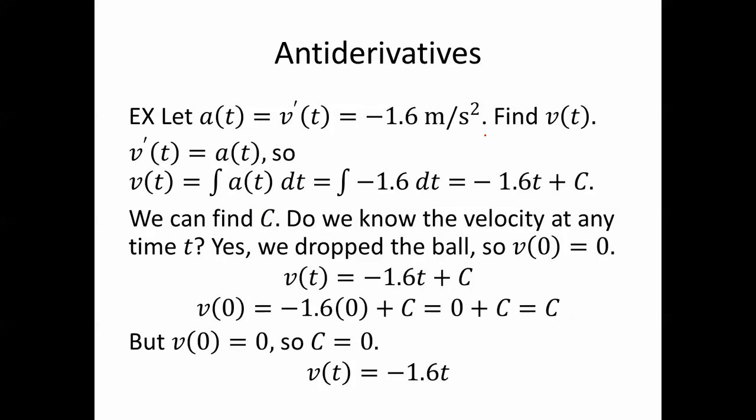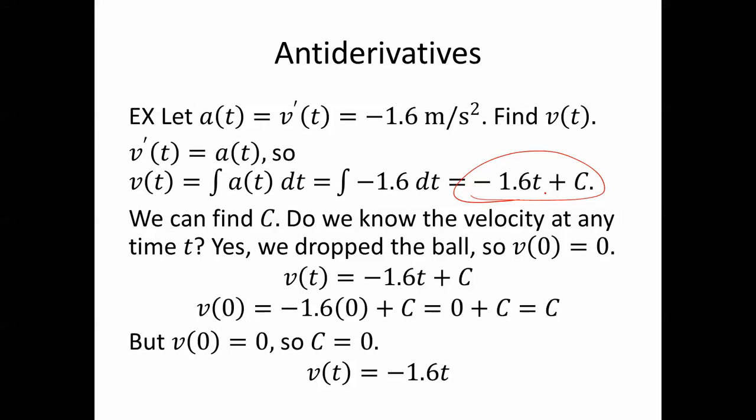Okay, let's go back to the original problem we saw. Let's say the acceleration, which is v prime, is negative 1.6 meters per second squared. Find v of t. v prime is a, so v is the integral, the antiderivative of a. Integral of a of t dt, that's the integral of negative 1.6 dt, which is just negative 1.6 t plus c. But we can find c. We don't have to settle for just this.